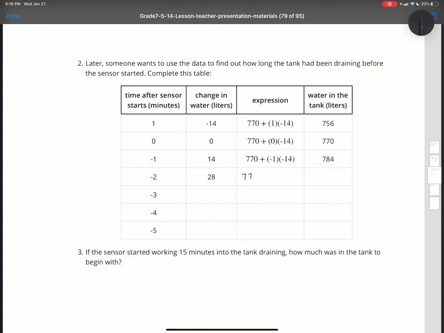So 770 plus negative 2 times negative 14. Two negatives times each other will give me a positive 28. Okay? So since it's a positive 28, it's actually increasing. Okay, so 770 plus 28. So 770 plus 28 will give me 798.